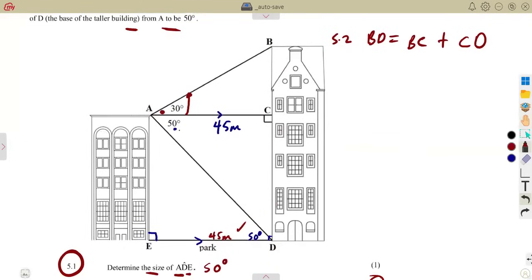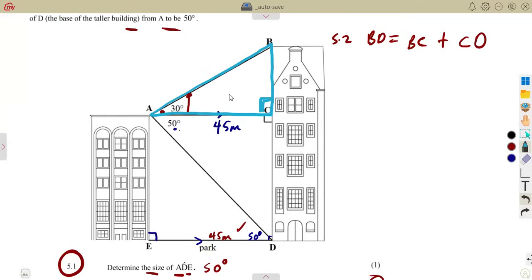Okay, take a closer look. In triangle ABC, it is a right angle triangle, this one. ABC is a right angle triangle. Right angle at what? At C. Remember, there's a 90 here. So it means this other part is also 90 degrees.